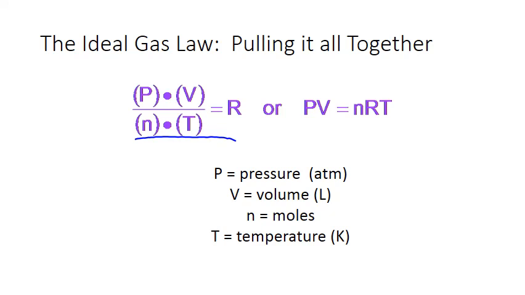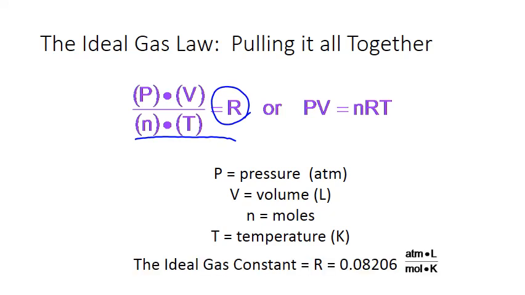Pressure times volume over moles over temperature equals a constant value R. And R stands for the ideal gas constant. And for any gas, that value is 0.08206 atmospheres times liters divided by moles divided by Kelvin.